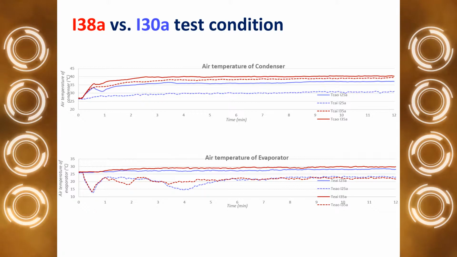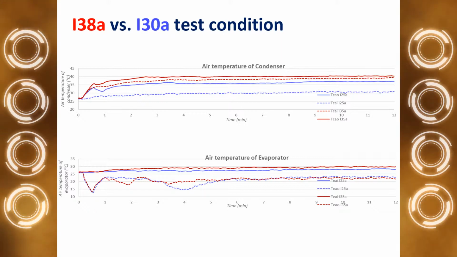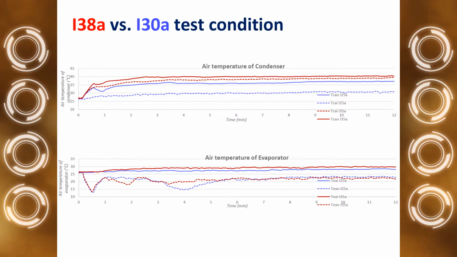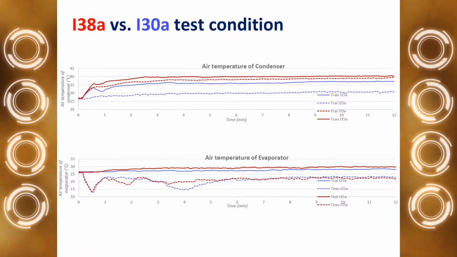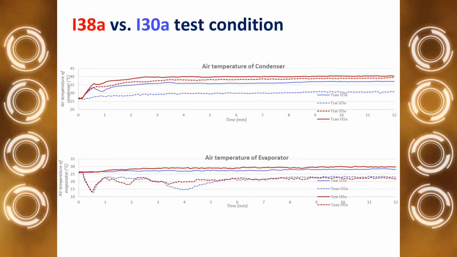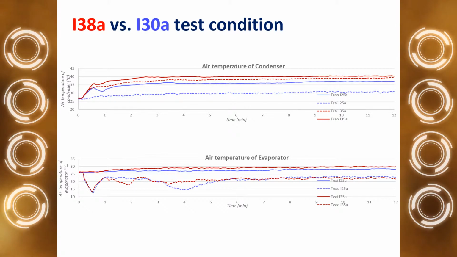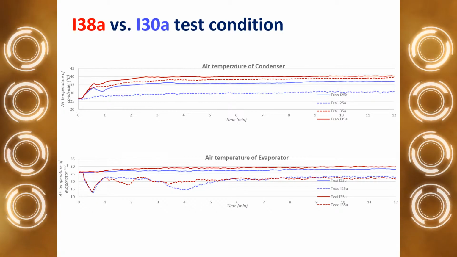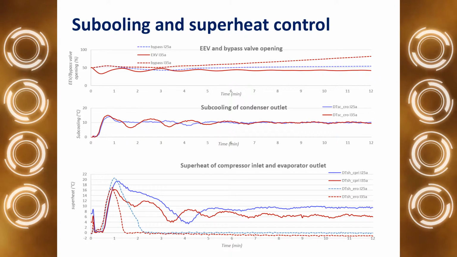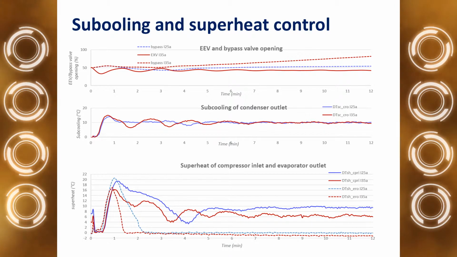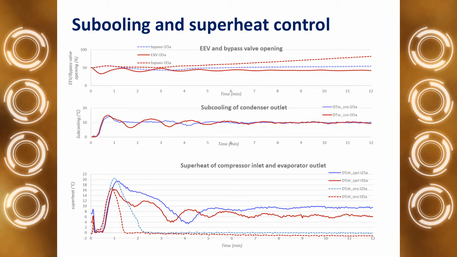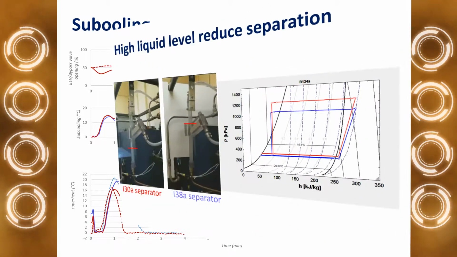So I'm just showing now the results at the very beginning of our measurement. We could control the air temperature of the condenser, inlet and outlet. We could control the air temperature of the evaporator also, inlet and outlet, in conditions of 38 and 30. Also, we could manage control of subcooling at the condenser outlet, and superheat at the compressor inlet and evaporator outlet, and we could do that without any problems.